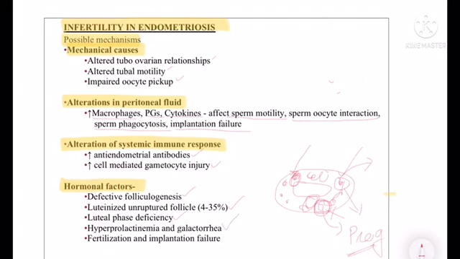Hyperprolactinemia and galactorrhea, because of an increased progesterone level that leads to galactorrhea or a rise in the level of prolactin. Fertilization and implantation failure: we already said that when there are hormonal deficiencies, when there is disturbance in the hormones, we can see that when there is a high level of estrogen in the circulation because of the endometrial cells, it can suppress the release of FSH and LH. So there is a disturbance in the hormones that affects the fertilization and implantation. So these are some points about infertility in endometriosis.